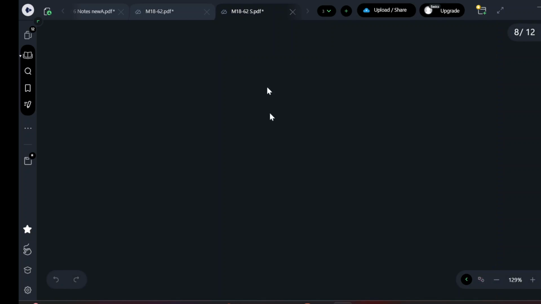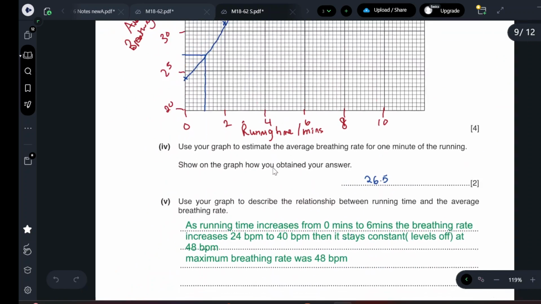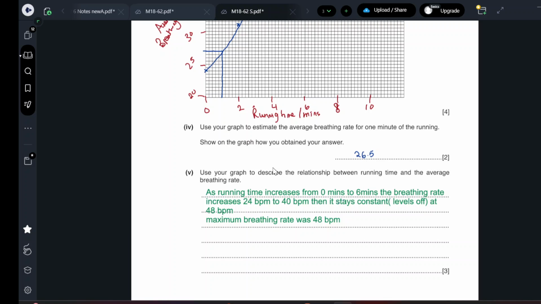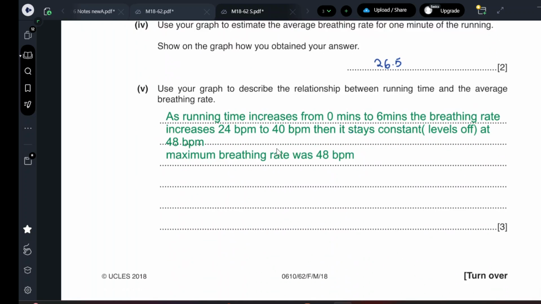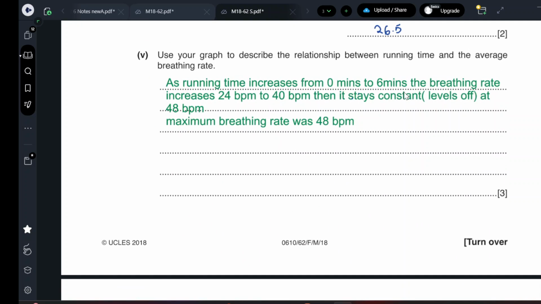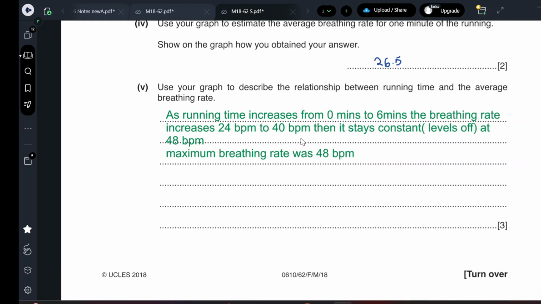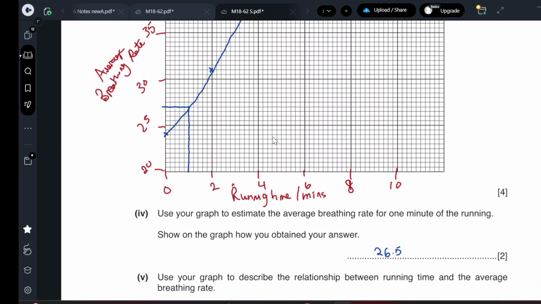So here you are just describing. I am describing, okay? As the running time increases from 0 minutes to 6 minutes, the breathing rate increases from 24 to 48, and then it stays constant at 48. This is the description. Right.